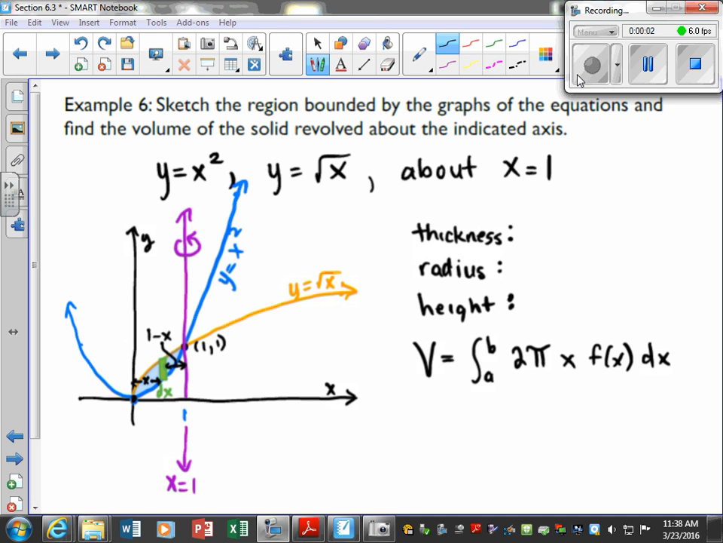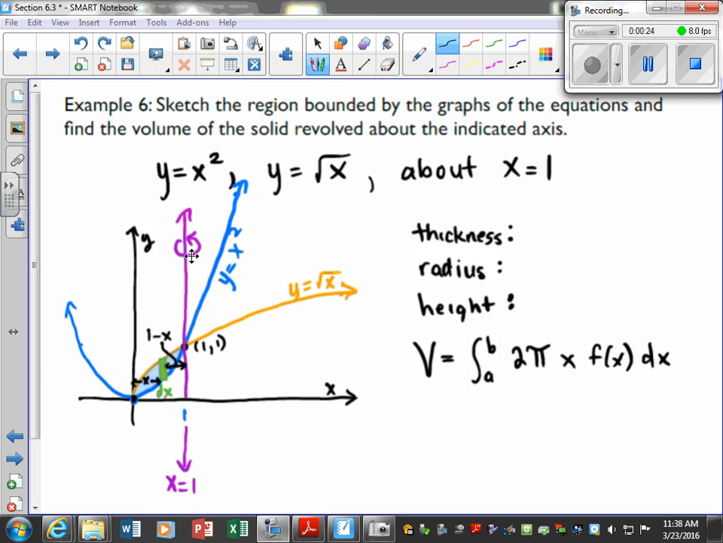Okay, our last problem for today. So we have y equals x squared, y equals the square root of x, and about x equals 1. So you'll pause the video, sketch those out, have everything set up, and then let's start with our axis of revolution. So the first thing is we make a note that our axis of revolution is x equals 1.